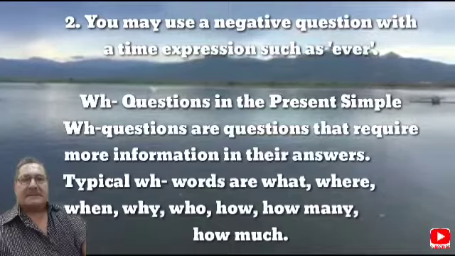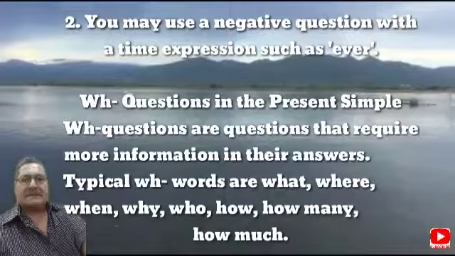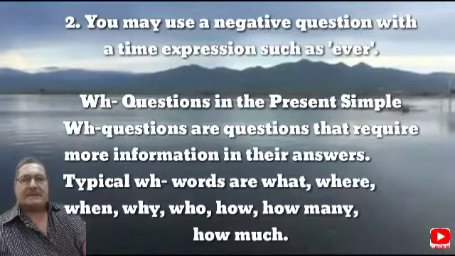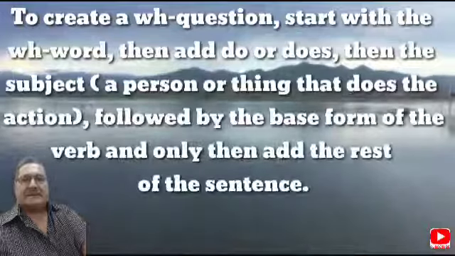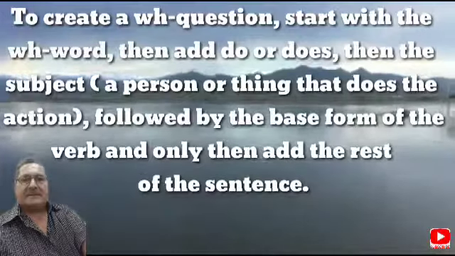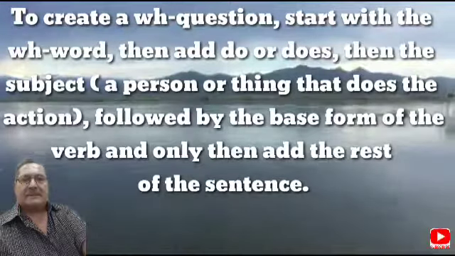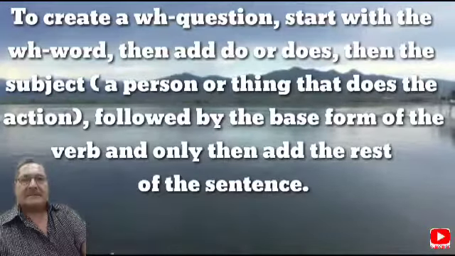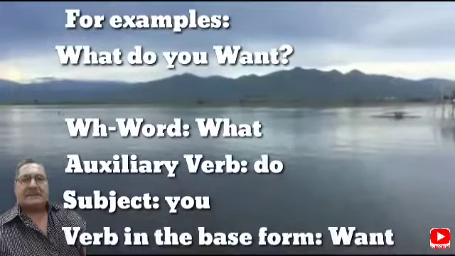WH questions are questions that require more information in their answers. Typical WH words are what, where, when, why, who, how many, and how much. To create a WH question, start with the WH word, then add do or does, then the subject, a person or thing that does the action, followed by the base form of the verb, and only then add the rest of the sentence. For example, what do you want?